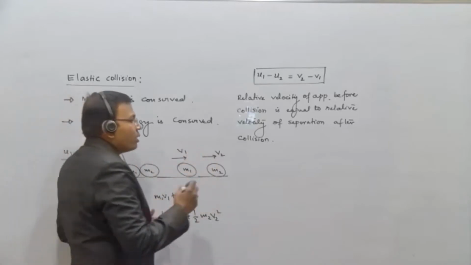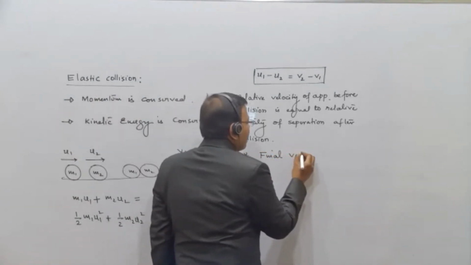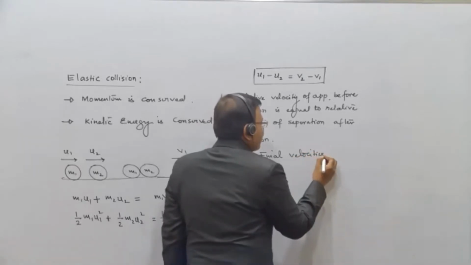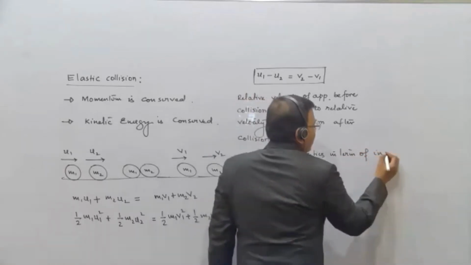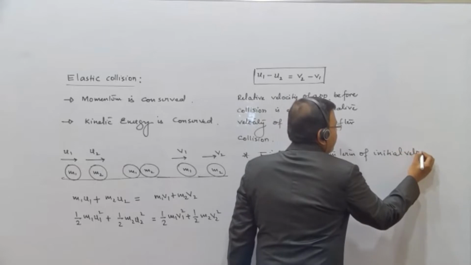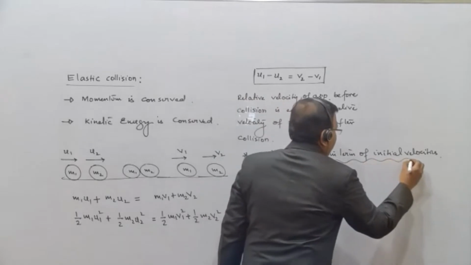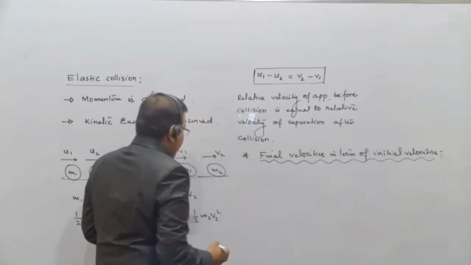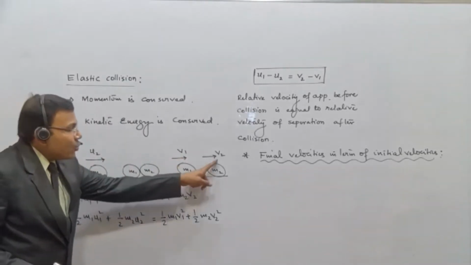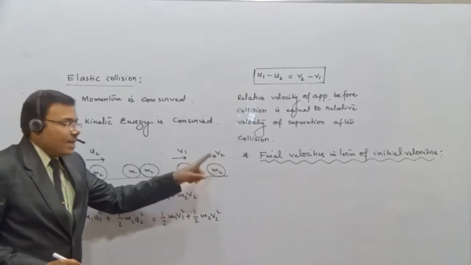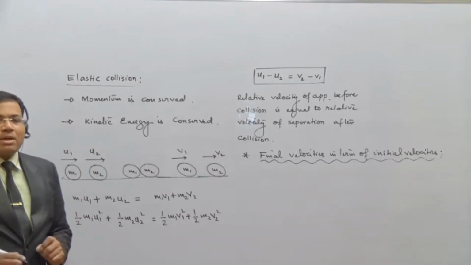I'll give you the heading: final velocities in terms of initial velocities. Pay attention, what is this final velocity? v1, and we are expressing this v1 in terms of u1 and u2. v2 is the final velocity of the second body, and we are expressing it again in terms of the initial velocities of both the bodies, that are u1 and u2.